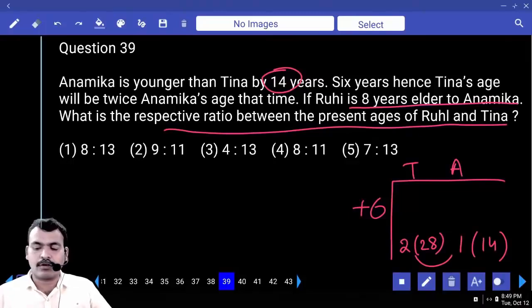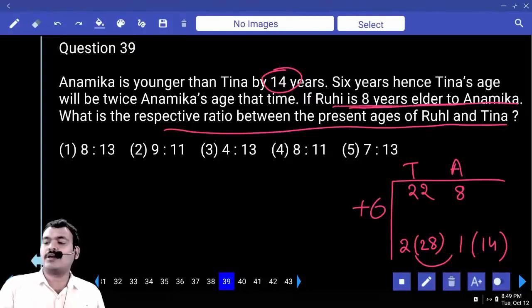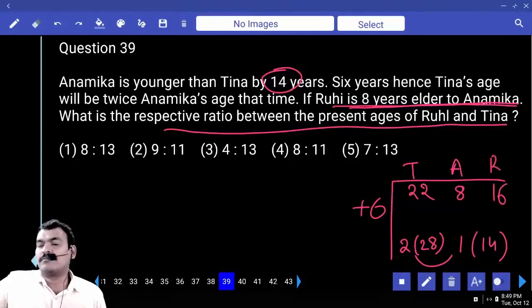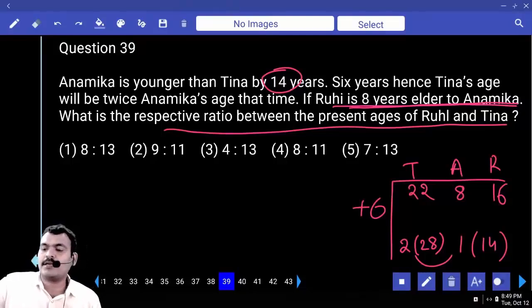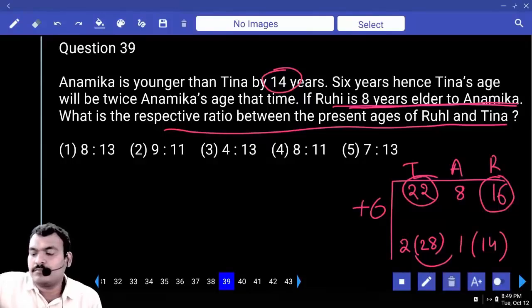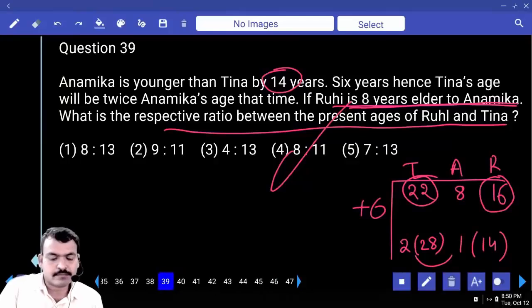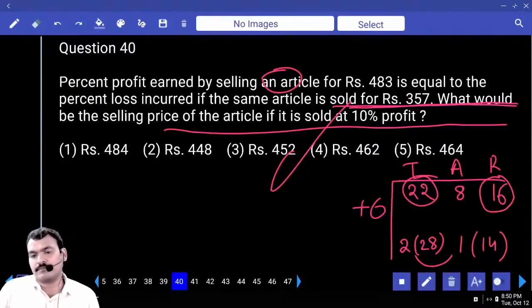After 6 years Tina is 28, which means the present value is 22. After 6 years Anamika is 14, which means the present value is 8, or not? And one more, Ruhi is how many years elder to Anamika? 8 years. Then what is Ruhi's value? 16, or not? 8 plus 8. How much? 16. What is the question here? The present ages of Ruhi and Tina. What is Ruhi's value? 16. What is Tina's value? 22. Then the answer is 8 is to 11. Which option? Fourth one. Next, question number 40.